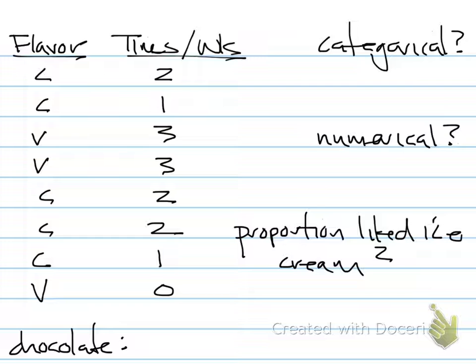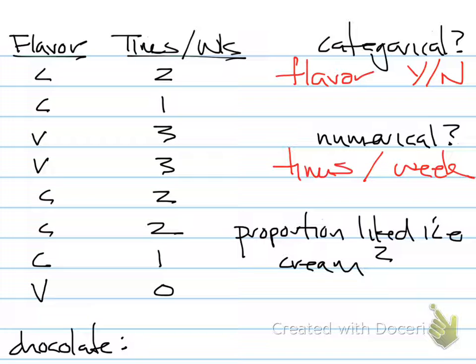All right, so we want to first identify the categorical data. Obviously, it would be the flavor of the ice cream. And then initially, the first survey that was taken was whether or not they eat ice cream. So yes or no to that question would be categorical data also. And then the numerical data would be the number of times per week that they eat the ice cream. That would be discrete numerical data.